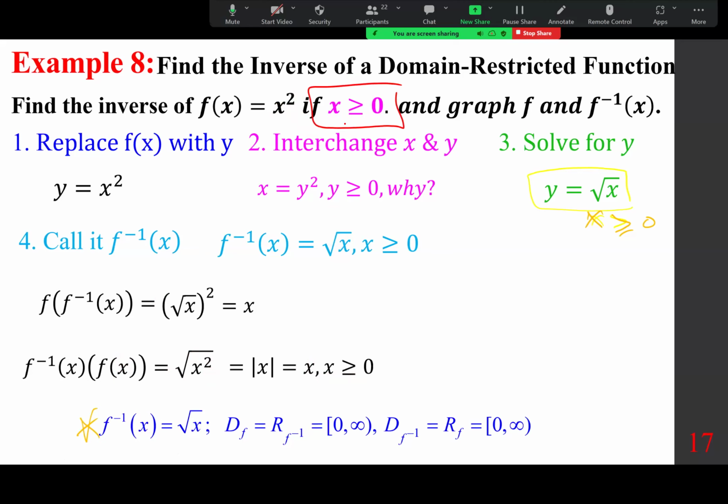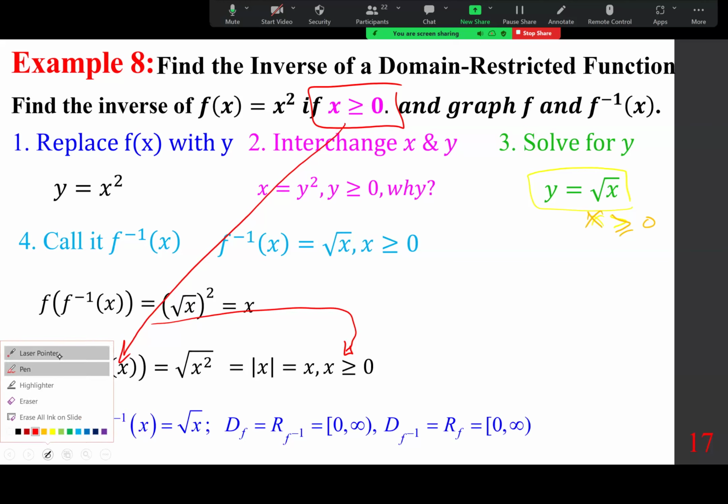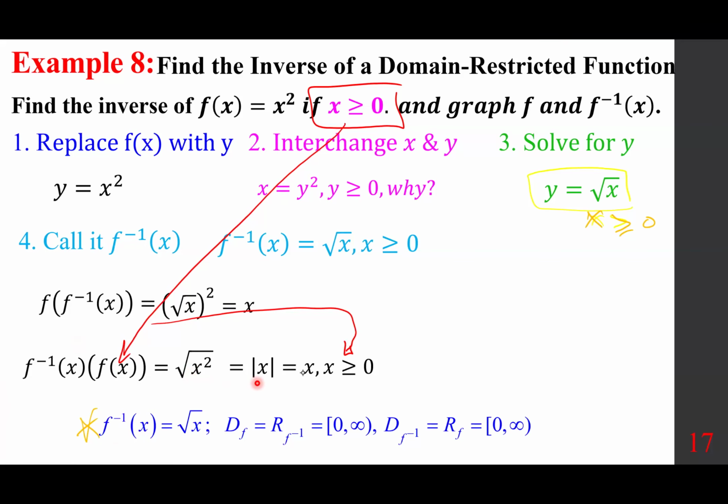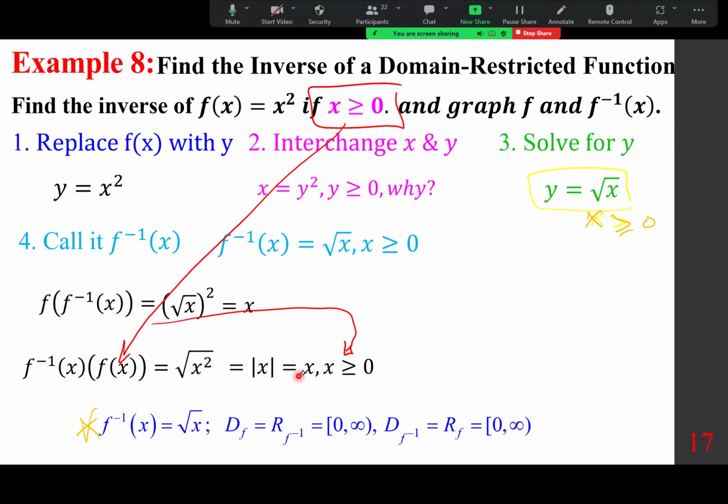This is the reason you can do that. Otherwise, square root of x squared is absolute value of x, which could be positive or negative x in essence. That's the meaning of it. But we know x is larger than or equal to 0. The answer is x. And you know how to graph this y equals x squared.